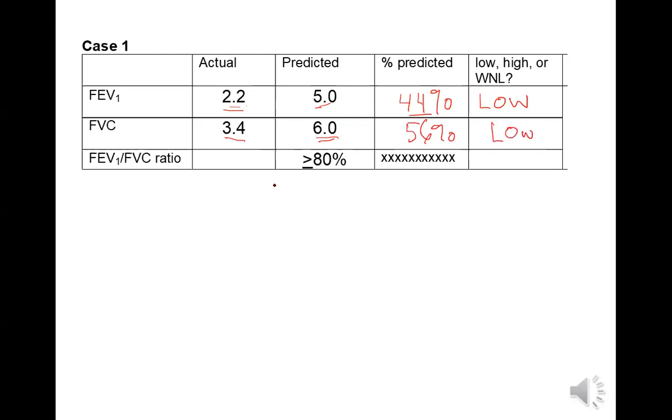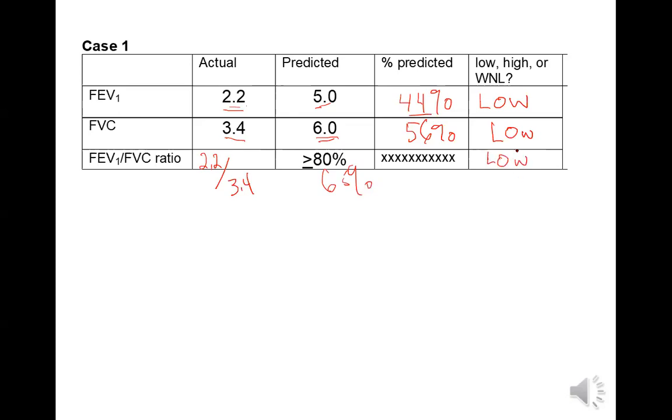Then we could do the FEV1 FVC ratio, 2.2 divided by 3.4. What do we get there? 64, like 65%. Lower than 80%, so that's low.